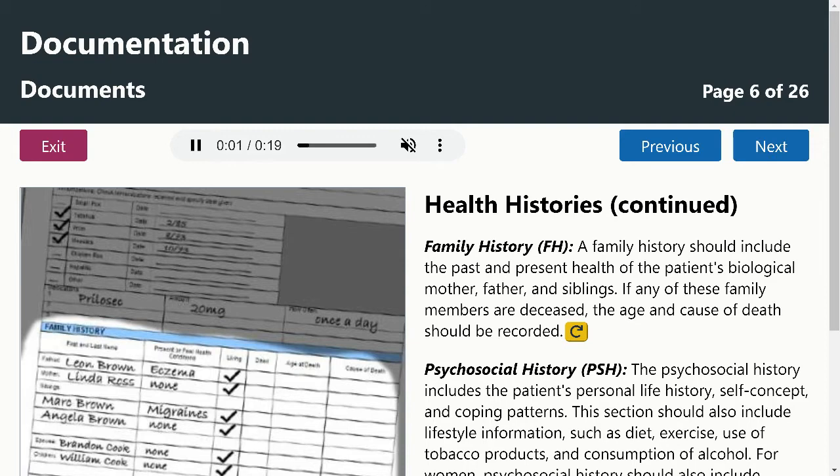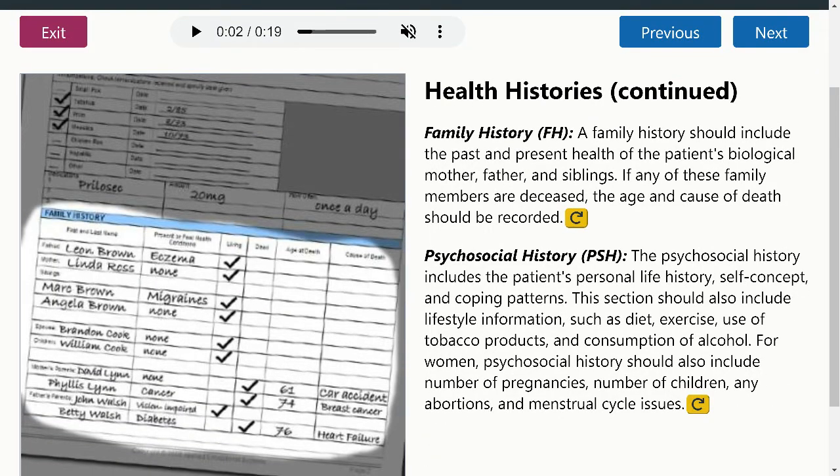Health history. All right, family history. So family history should include the past and present health of the patient's biological mother, father, and siblings. If any of these family members are deceased, the age and cause of death should be recorded. Some things are biological. So some diseases, if your parents had it, you more than likely have an increased risk of having those things. So they want to know, does your family have a history of high blood pressure? Does your family have a history of diabetes? Because if it's in your family history, then a lot of times you're at a more increased risk of having those same diseases, disorders, or whatever.